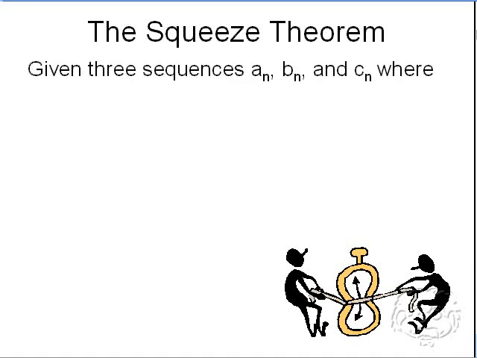Let's say that we're given three sequences, a of n, b of n, and c of n, where we know that for any value of n, a of n is less than or equal to b of n, which is less than or equal to c of n.